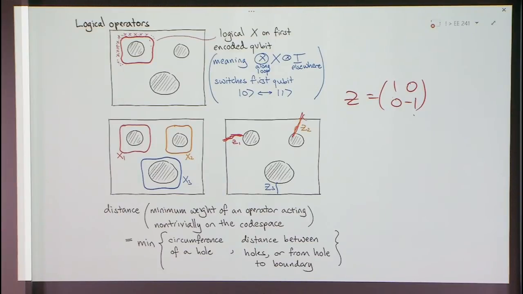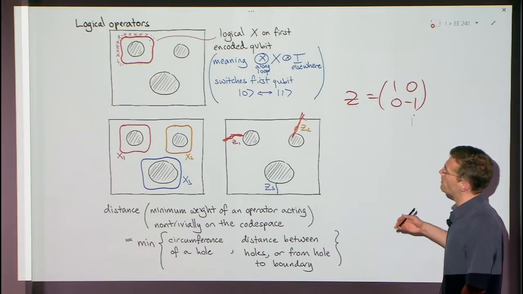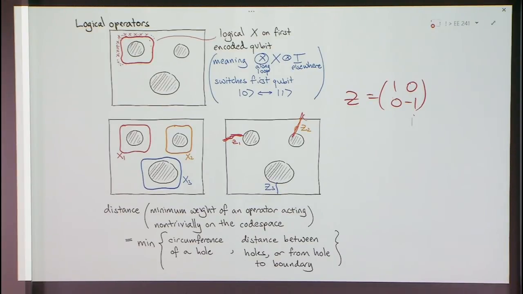Right, but I'll get to that in a second. A good way of thinking about the distance, another way of thinking about it, is how hard do you have to work to operate on the code space? How many qubits do you need to change to affect the code space while staying inside the code space?